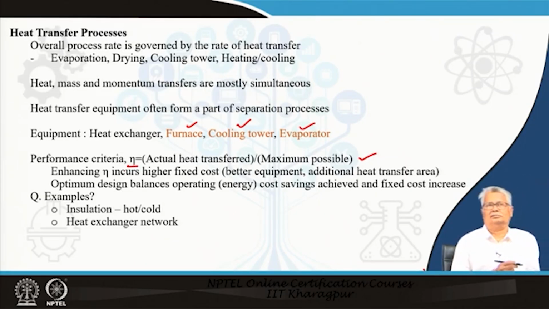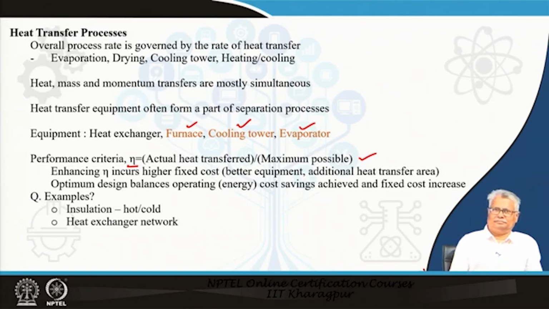Now, let us see what exactly we mean by this. I am using a very specific word, enhancing. Enhancing eta incurs higher fixed cost. What it simply means is, for the maximum possible amount of heat that can be transferred, if that remains the same, the actual heat transferred is more. Now, if it is more, then your eta increases, but I have specifically been using the word enhancing because there are certain applications in which enhancement means reduction in eta.